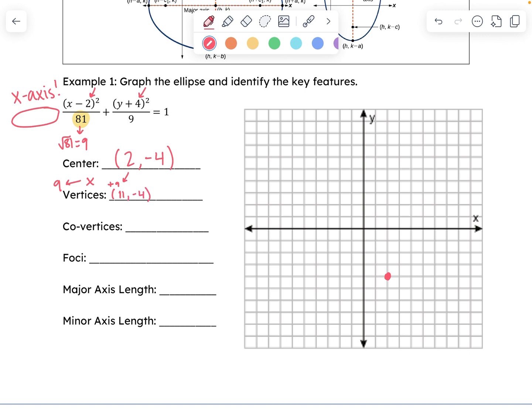So that's going to be off my graph a little bit right there because my graph only goes to 10. And then if I come over here and do minus 9, 2 minus 9 is negative 7, negative 4. So that's going to be 2, 3, 4, 5, 6, negative 7 right there. So those are my vertices. I'm going to label them with a V, just to help us a little bit.